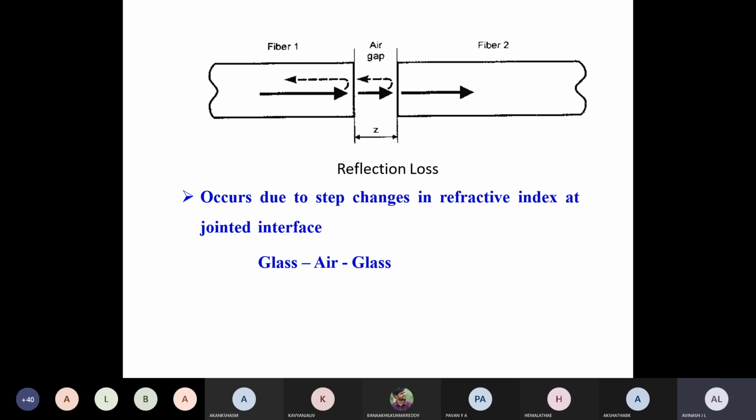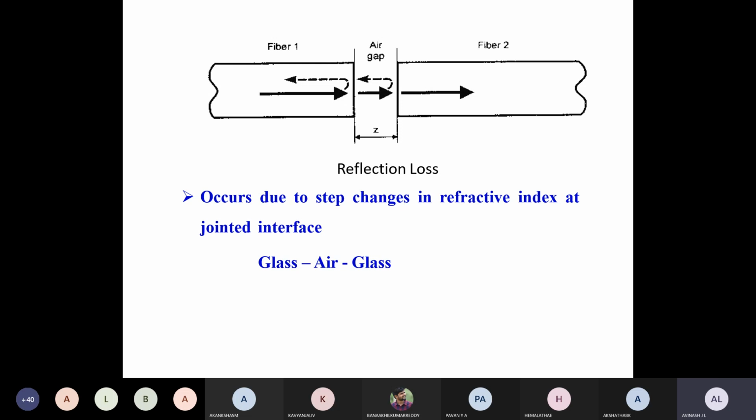However you do it, however possible way of best connection you do it, there will be a little amount of air gap present, because it is not a homogeneous mixture, we cannot achieve that. So there will be a little amount of air gap. When the signal is passing from fiber 1 to fiber 2, most of the part will be going to fiber 2.